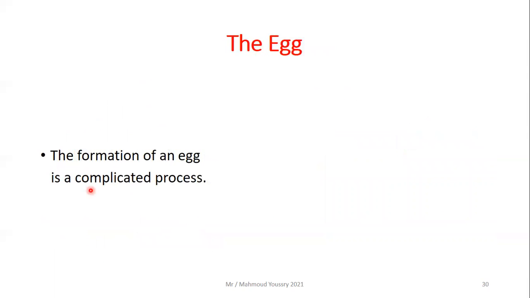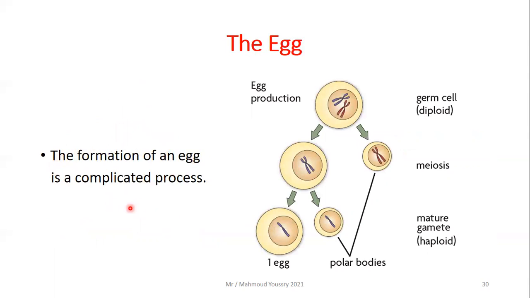Then let's talk about the egg. The formation of an egg is a complicated process. As you can see, this is also a diploid germ cell in the female that undergoes meiosis. But here, the division of the cytoplasm is not even. They are not equal to each other. Then it results in a mature haploid gamete, one egg, and polar bodies.